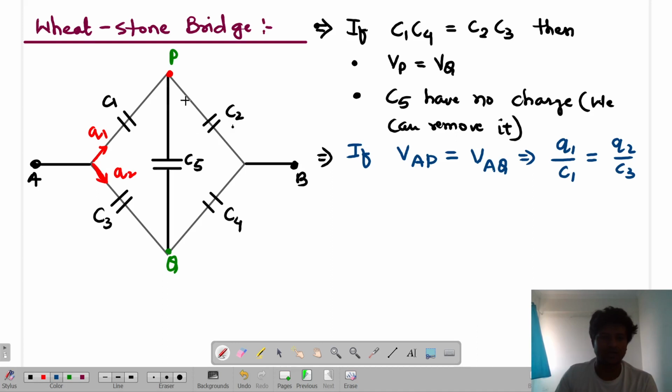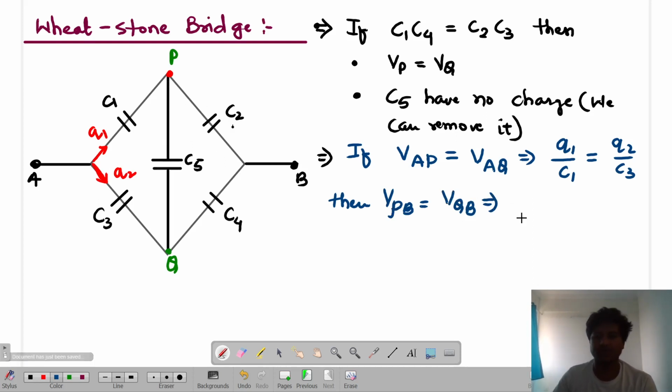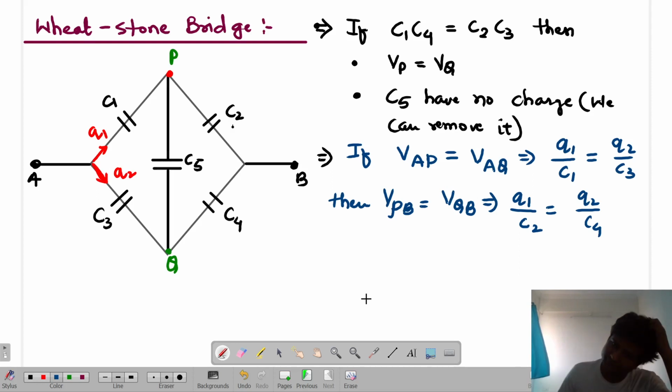That's right. Also, if they are parallelly connected, then V of PB will be exactly equal to V of QB, which implies that, if there is no charge through C5, Q1 by C2 is exactly equal to Q2 by C4. Are you able to get me or not? Yes.